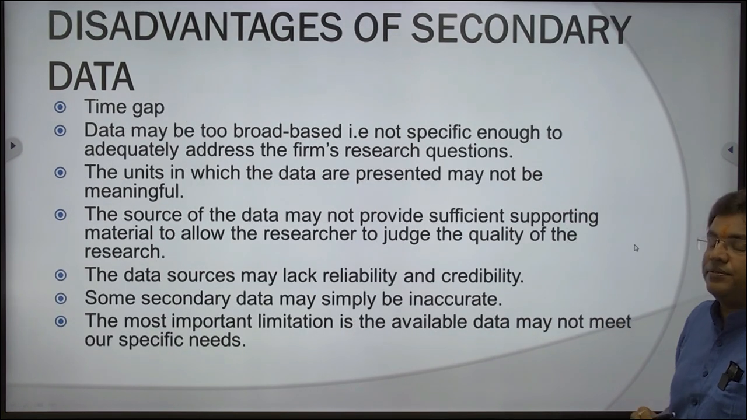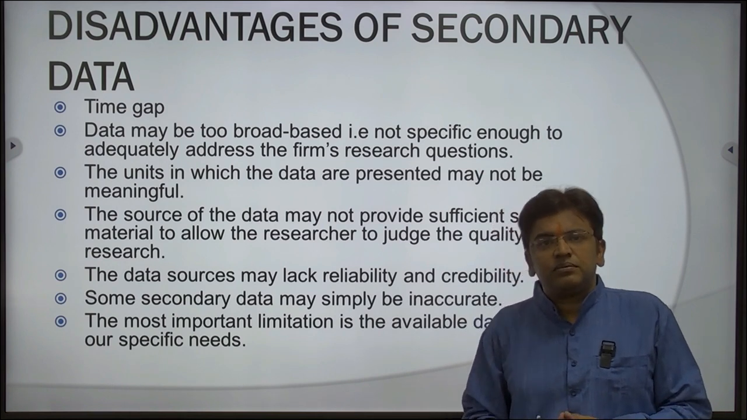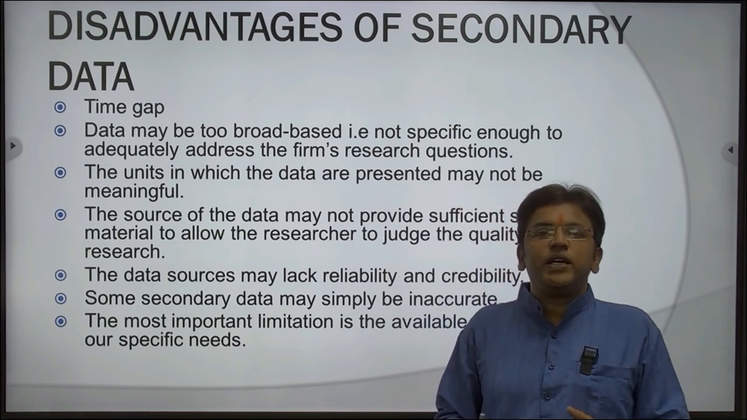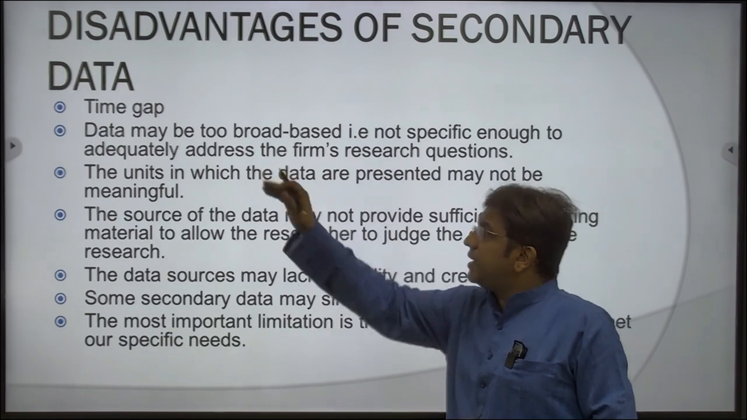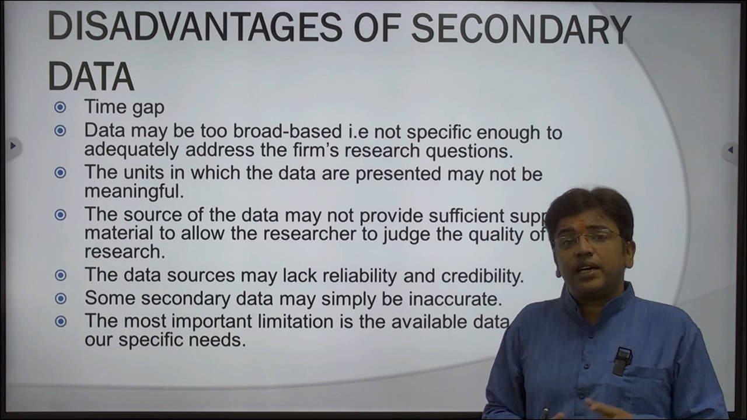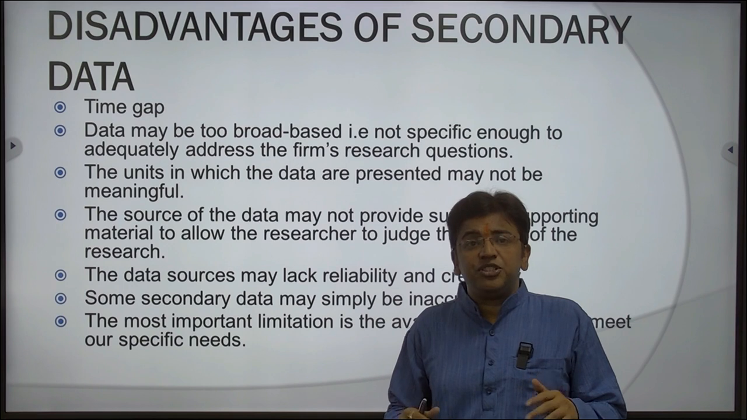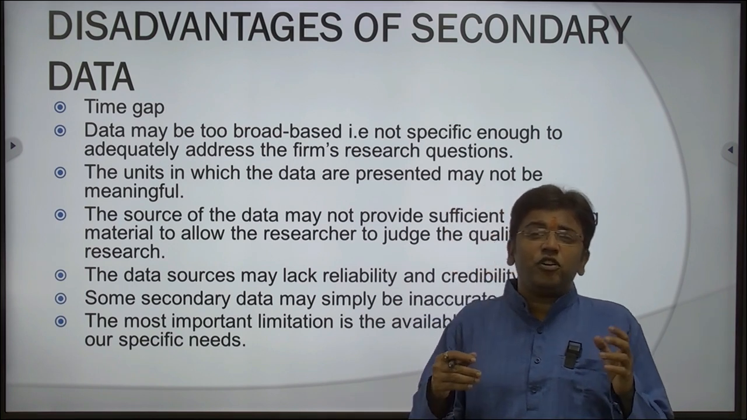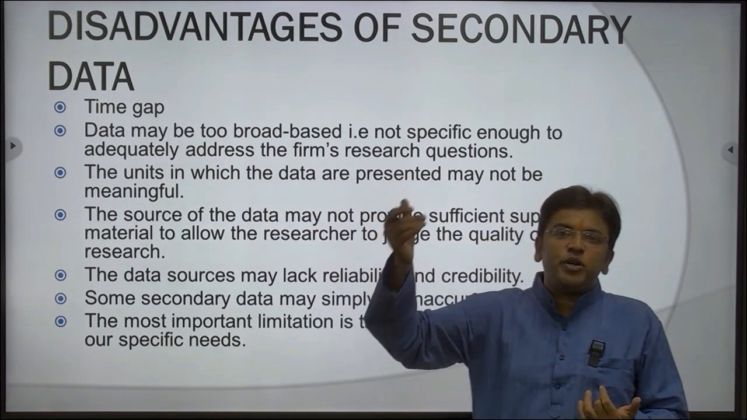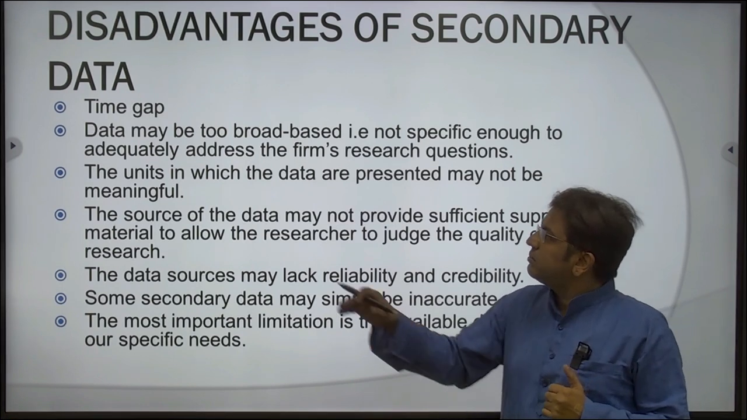Disadvantages of the secondary data. Now, what are the disadvantages of the secondary data? The first one is the time gap. For example, if you are sitting in the year 2023 and you are taking data of 1995 or 2020, if you take data of 2020, there is a 3-year gap. It might be that the conditions have changed. It might be that different environmental factors have changed. So the data of 2020 may not be usable in 2023 or may be biased in the present scenario.